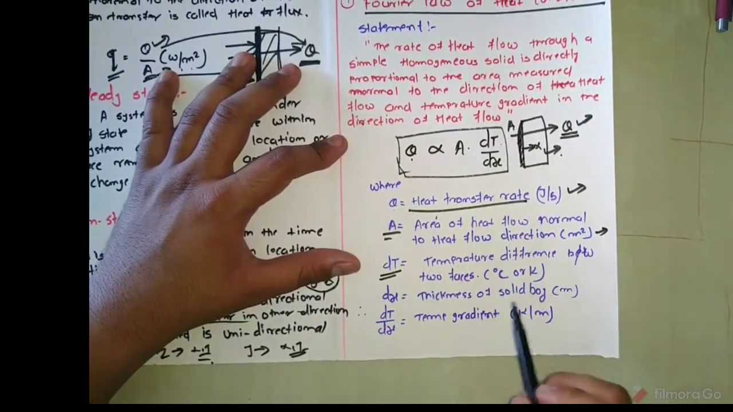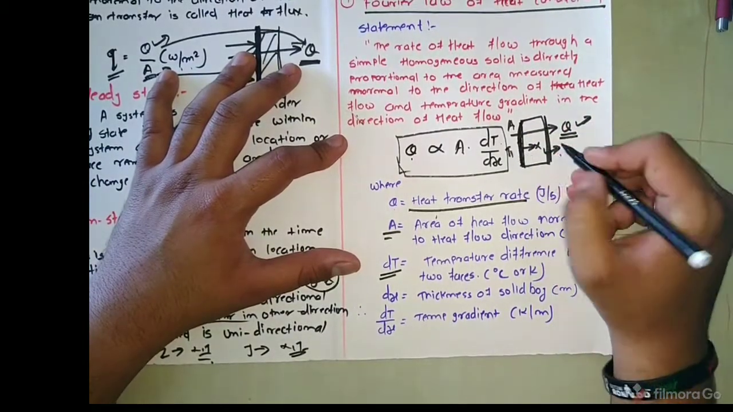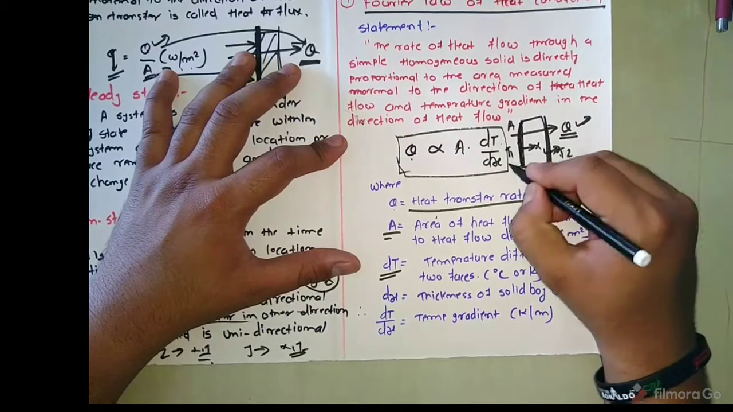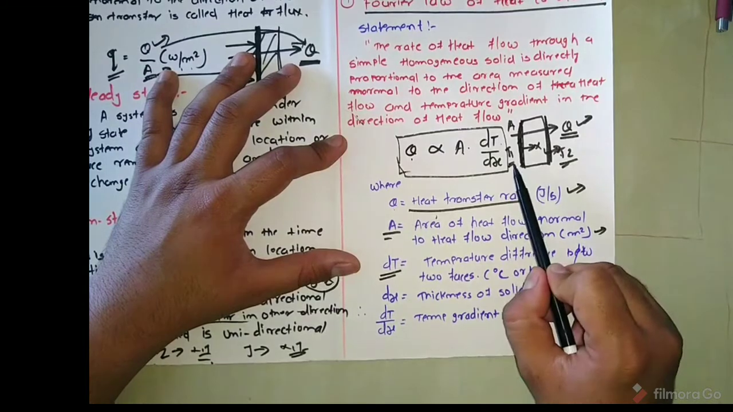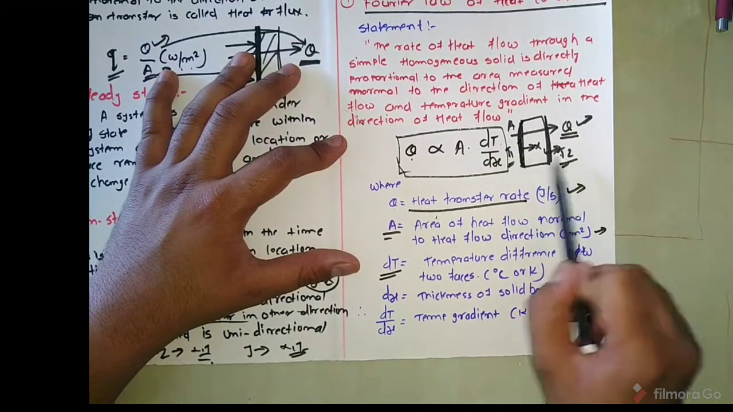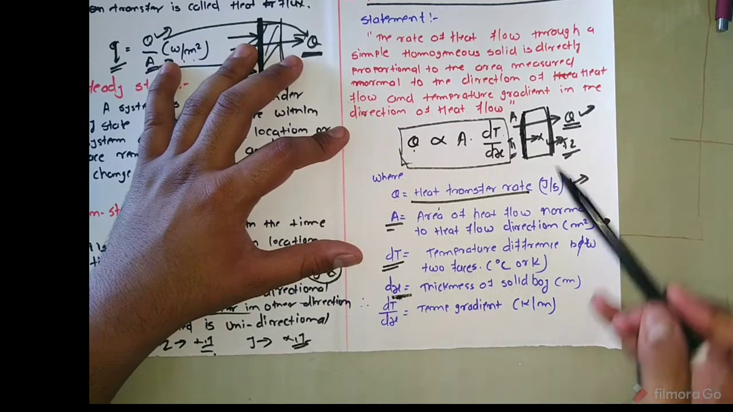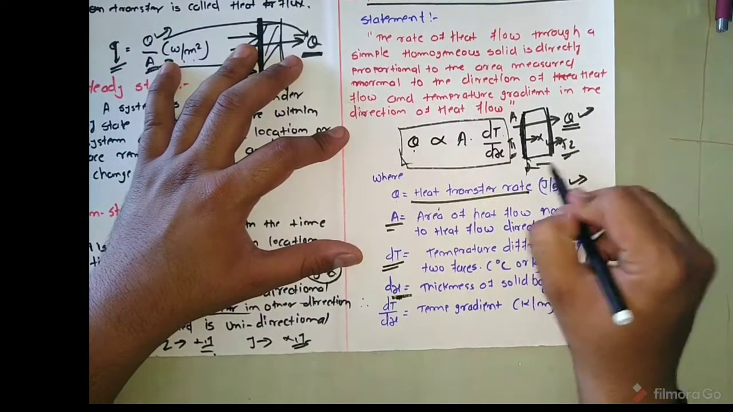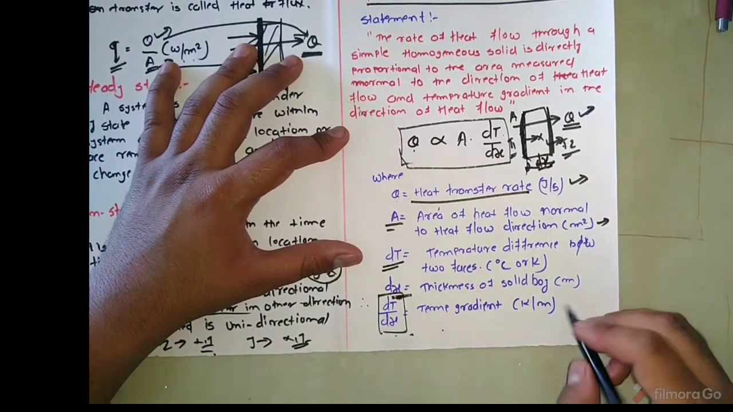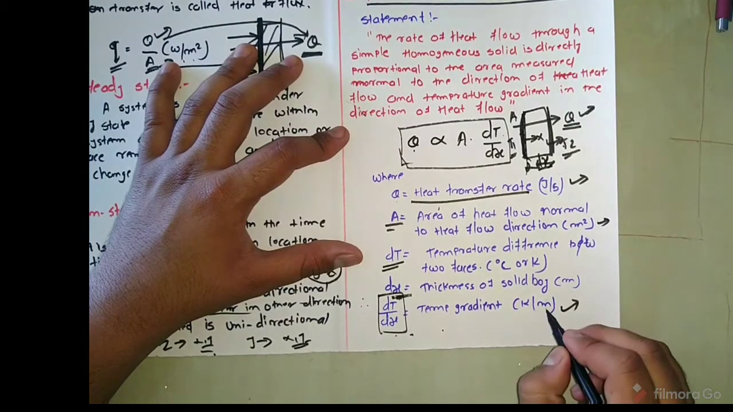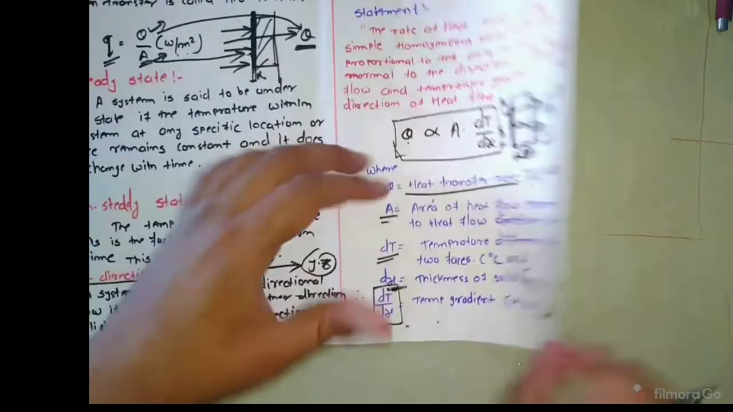dT is nothing but the temperature difference between two faces, like this is face 1, this is face 2. If here the temperature is T1 and here the temperature is T2, then dT is the temperature difference between the two faces. Next is dx. dx is nothing but the thickness of the solid body, and dT by dx is your temperature gradient, whose unit is Kelvin per meter. Okay guys, and thickness unit is meter.